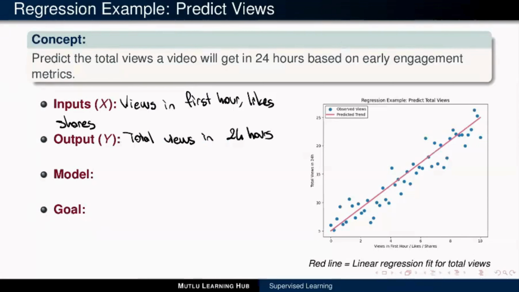Let's look at our plot. On the x-axis, we have our input. It could be views in first hour, likes, or shares. On the y-axis, we have the output, total views in 24 hours. As you see, it's a continuous number. And here, since there is a linear trend, we use linear regression. Let me write the form.